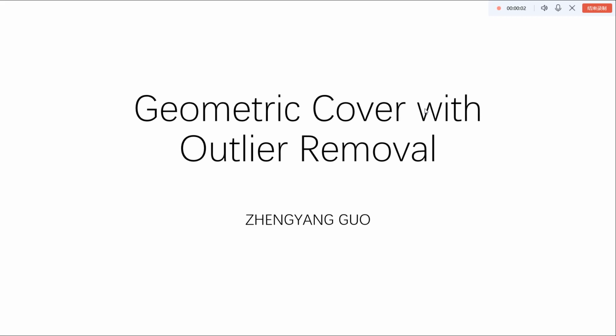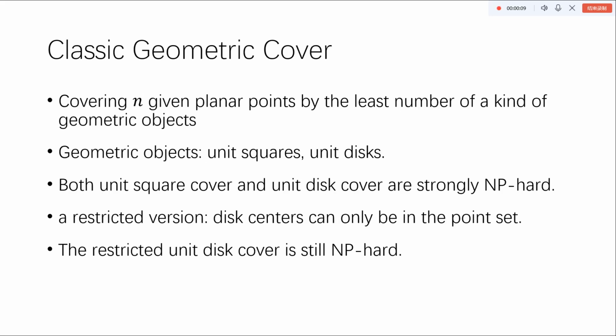We start to introduce our work on geometric cover with outliers. The problem we study is a generalization of a classic problem, which is geometric cover. It is formulated as covering n given planar points with the least number of unit squares or unit disks. Here the unit squares are those whose side length is 1, and the unit disks are the disks whose radius is 1. No matter whether we use unit squares or unit disks to cover, the problem is strongly NP-hard.